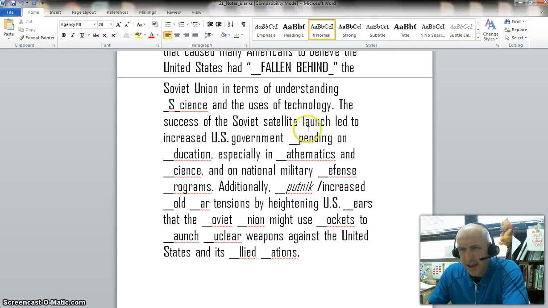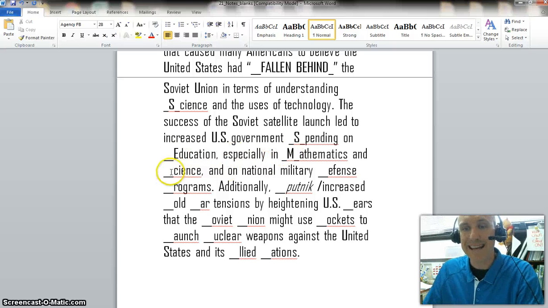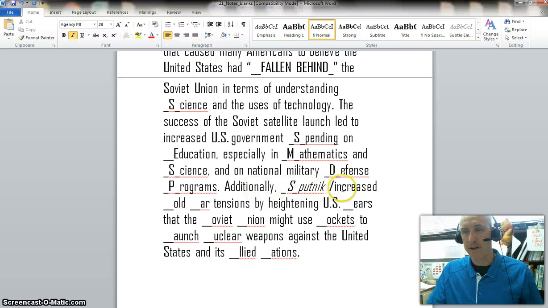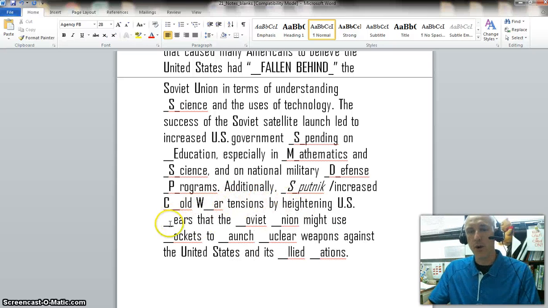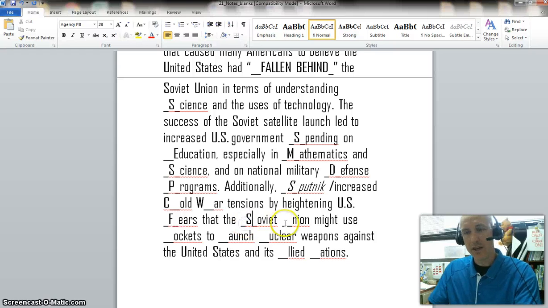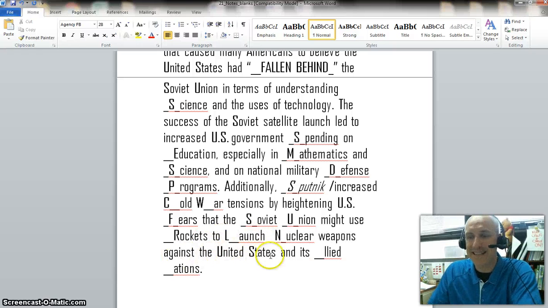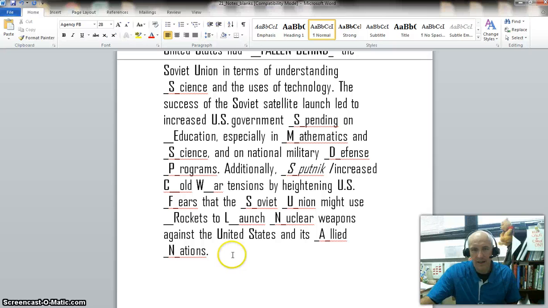The success of the Soviet satellite launch led to increased government spending on education, especially in two subjects, mathematics and science, and on national military defense programs. Additionally, Sputnik the First, which is the name of it, increased our Cold War tensions by heightening U.S. fears that the Soviet Union might use rockets to launch nuclear weapons against the United States and its allied nations. Very good. Sputnik. That is almost about it.